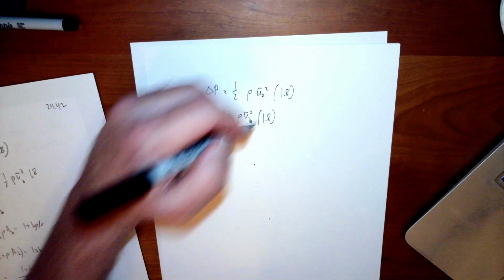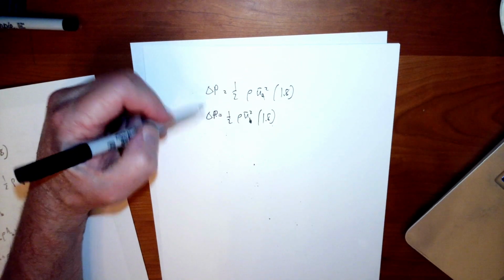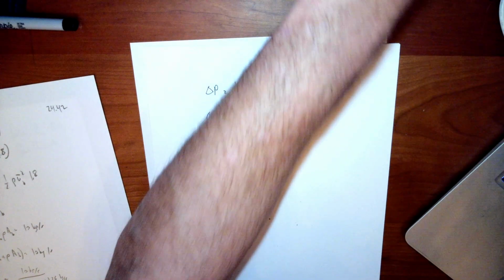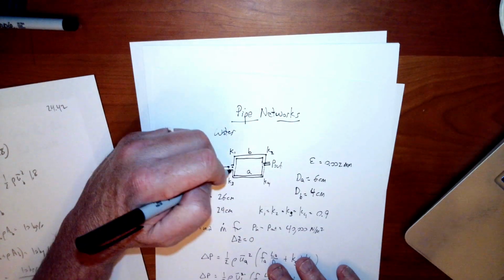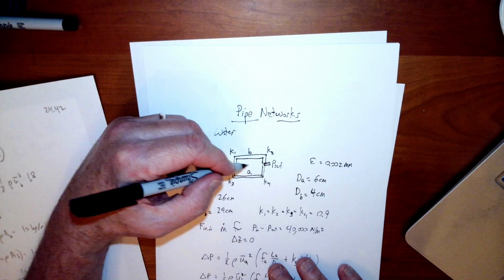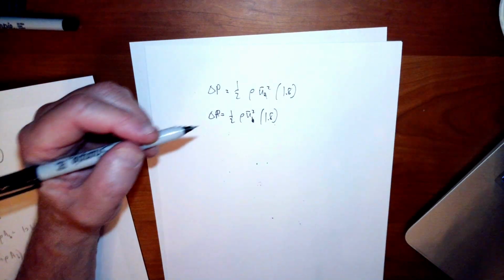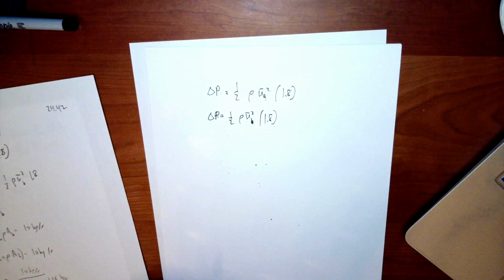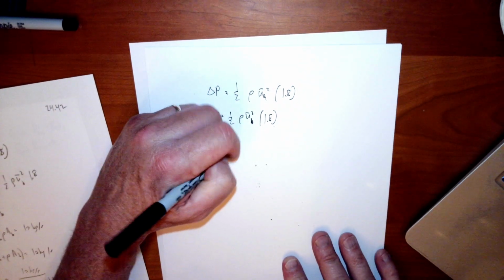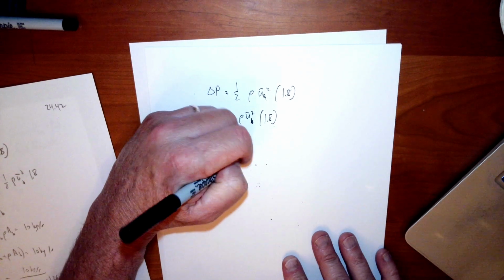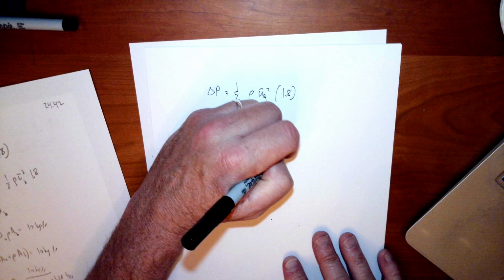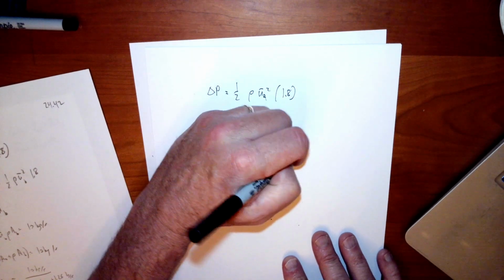And the other key to emphasize at this point is that delta P is the same for both, right? Because delta P depends only on the pressure at the inlet of both pipes, which is here, and the pressure at the outlet of both pipes, which is here. Those are the same for both pipes. So these delta P's are identical. So we can set these two equations equal to each other. So we have 1/2 rho UA squared times 1.8 is equal to 1/2 rho UB squared times 1.8.